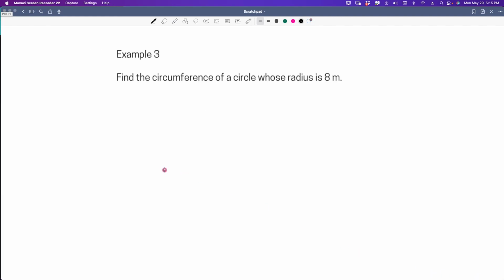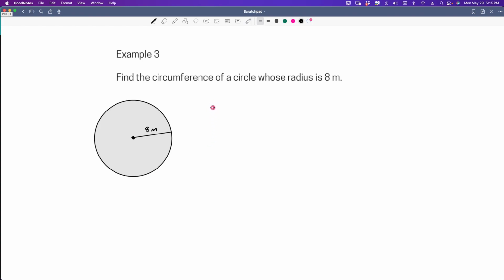So now let's look at the last example problem. Find the circumference of a circle whose radius is 8 meters. So I'm going to draw myself a circle just for the sake of having a reference. And here's the center of my circle. It doesn't have to be perfect. It just has to be for me, right? So 8 meters is the radius.